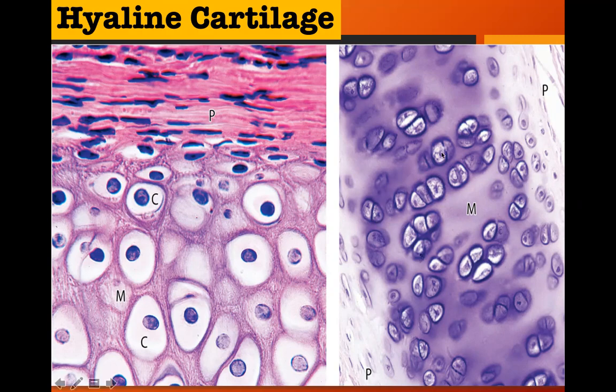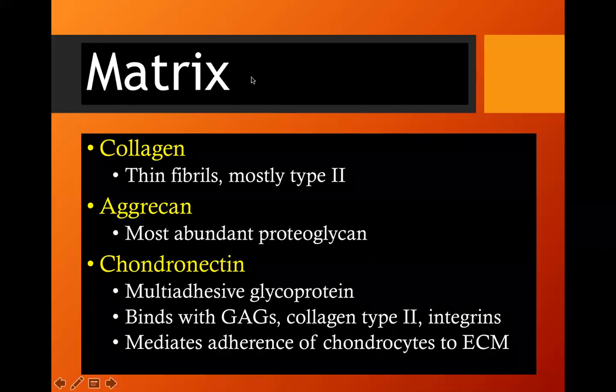Okay, the shape of which they are arranged in singly, like this one, or in isogenous groups, in three, like this one. Singly, S-I-N-G-L-Y, or in isogenous groups. Okay, the matrix, as mentioned a while ago, is composed of collagen, mostly type 2. The most abundant proteoglycan is aggrecan.